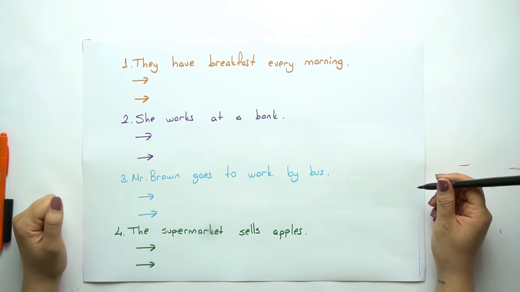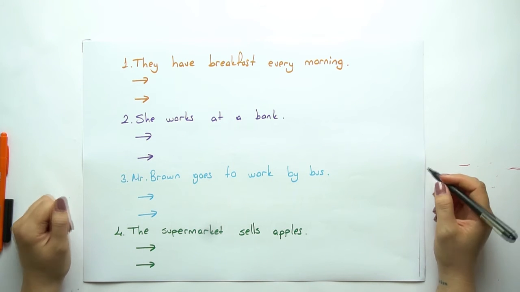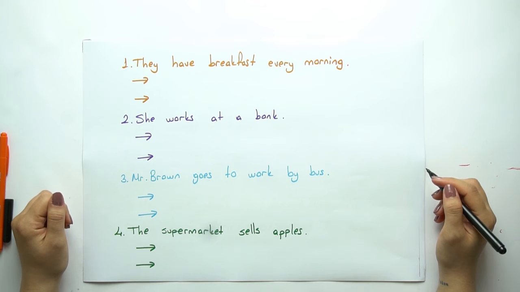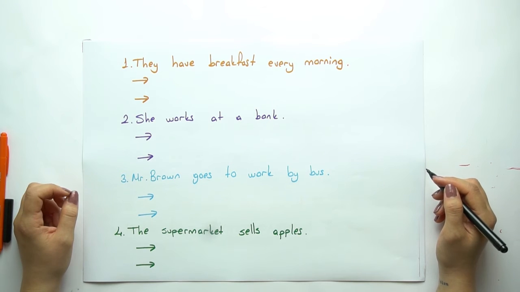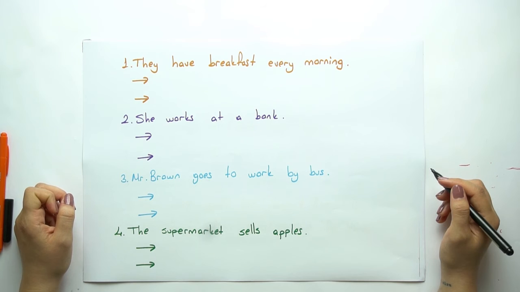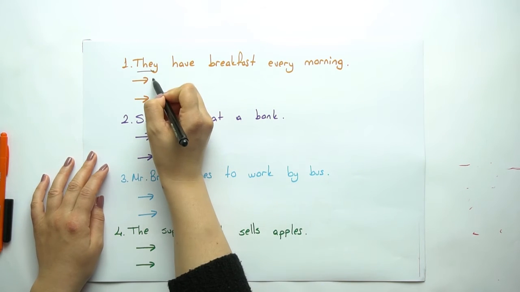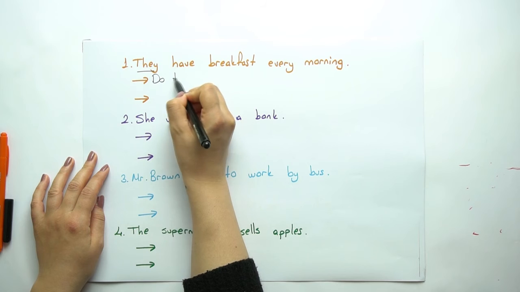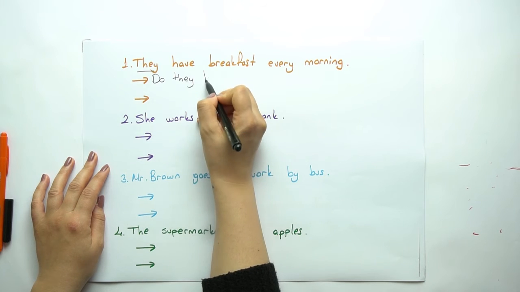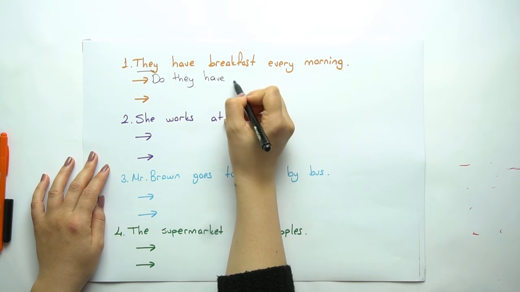Now, this time, we have some sentences here. We are going to turn them into the questions. First one, they have breakfast every morning. How we can ask questions with this? Since we have they, we have to use do. We start like this. Do they have breakfast every morning?